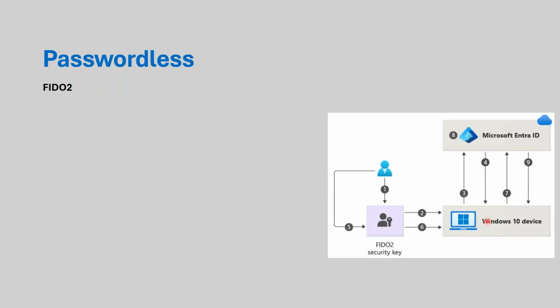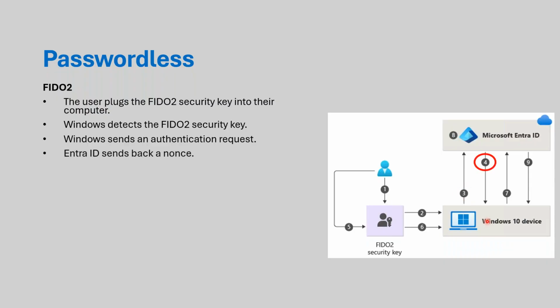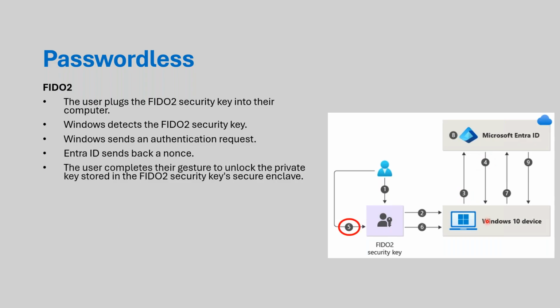FIDO, so I'm gonna do this with a stick, okay? So I plug the FIDO device into my computer. Once Windows detects the FIDO security key, it will send an authentication request to Entra. When Entra sends back a nonce, I have to complete some gesture at that point with the key to unlock my private key on there. So now I've not only done my login or authentication request, but now I'm proving myself by touching the device, for instance, that allows it to now get the private key for signing again.